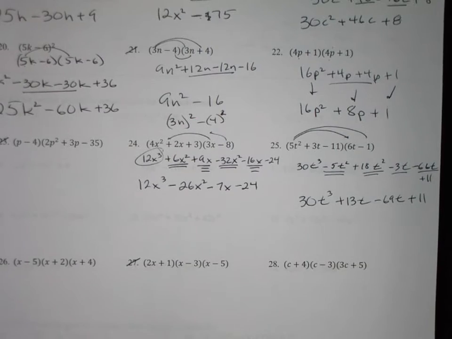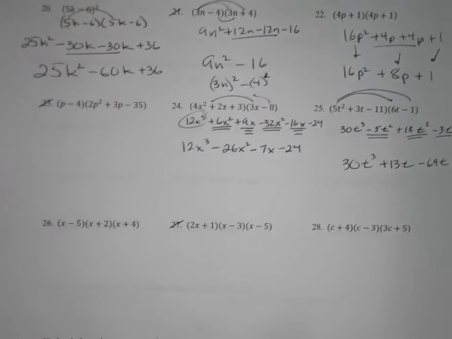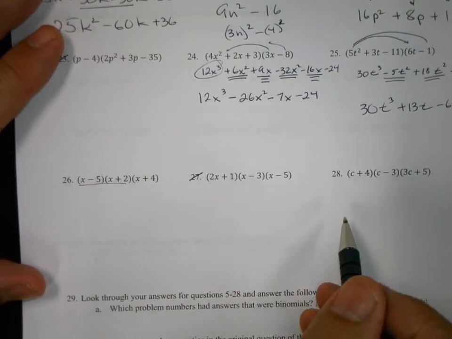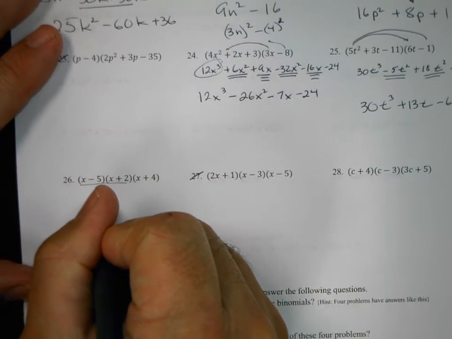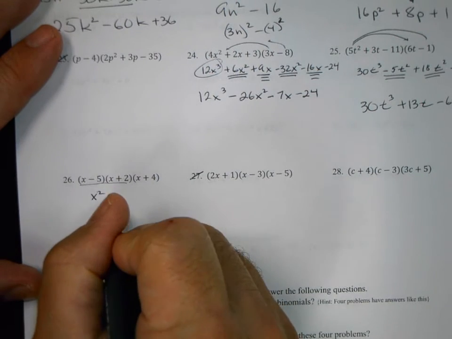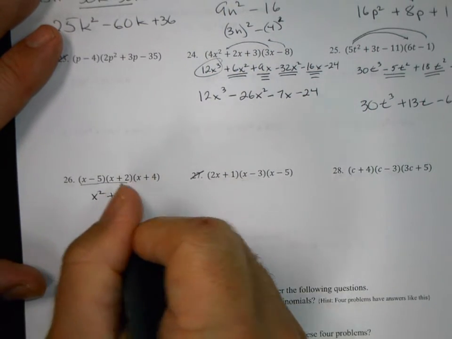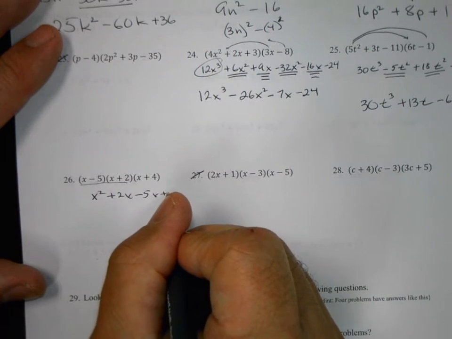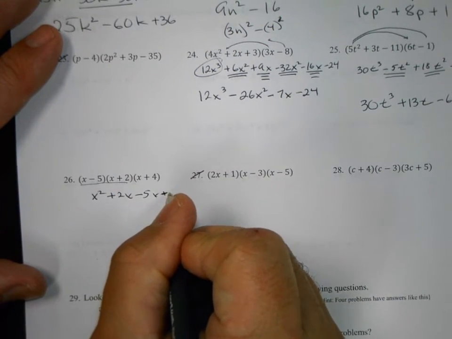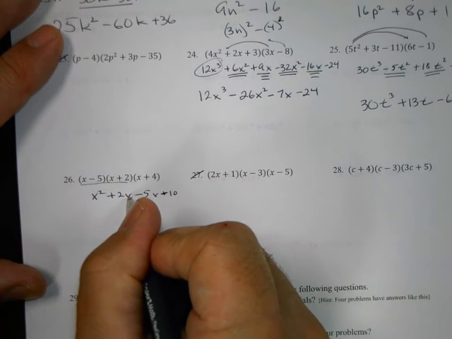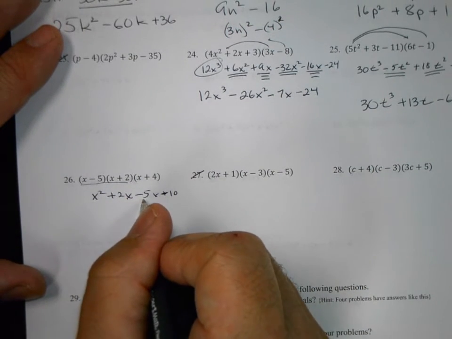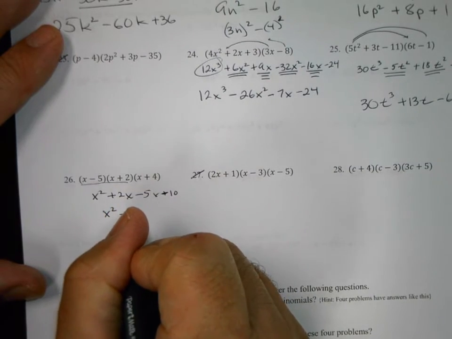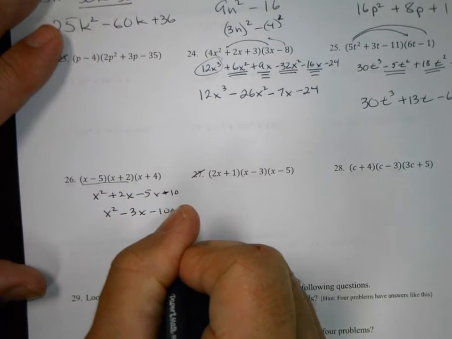All right, I'll show you a little trick to keep track of all this. So first we're going to multiply these two together. And we're going to go x times x is x squared. X times 2 is 2x. Negative 5 times x is negative 5x. And negative 5 times 2 is negative 10. So we have x squared plus 2x minus 5x minus 10, which simplifies to x squared minus 3x minus 10.